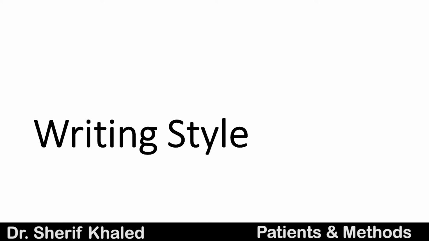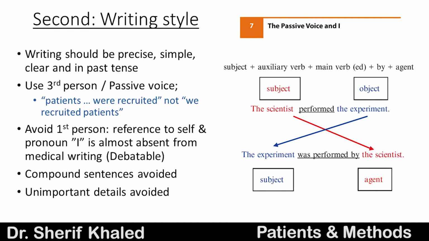Okay? Writing style. For the patients and methods, the writing style should be precise, simple, clear, and in past tense. So everything in the thesis will be written in past tense. Second, use the third person or passive voice. What do we mean by use the third person? Instead of saying, I operated 30 patients, you say, patients were operated by the researcher or by the surgeon. So you just invert the subject and object, okay?